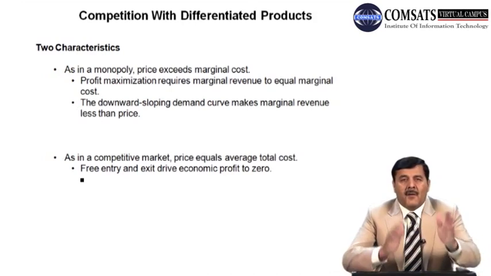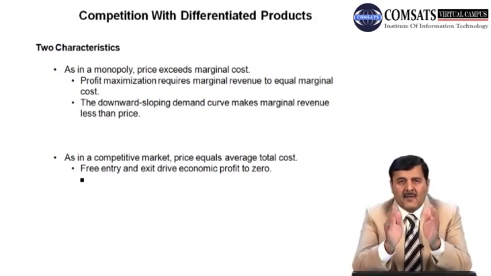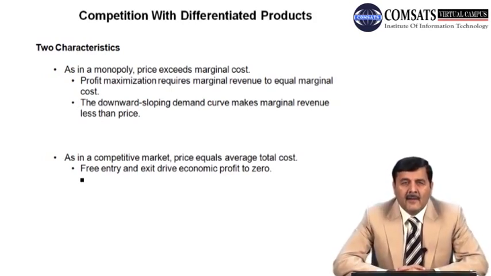So if we compare this monopolistic competition with the other market structures, that is monopoly and perfect competition, so in case of monopoly, as we know, price exceeds the marginal cost, but in case of perfect competition, price is equal to marginal revenue and marginal cost.